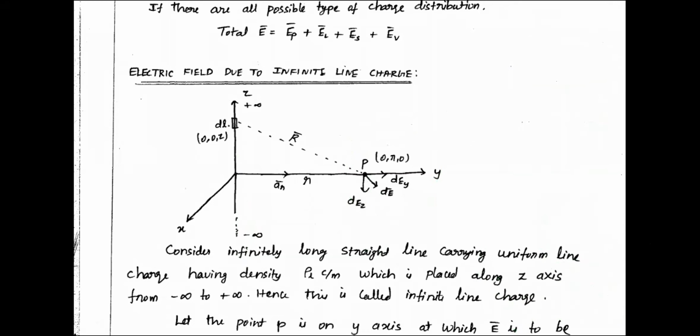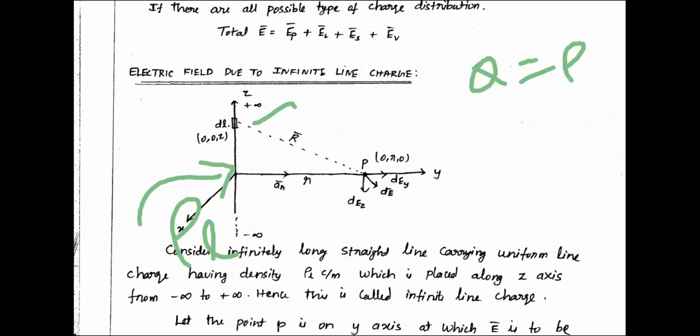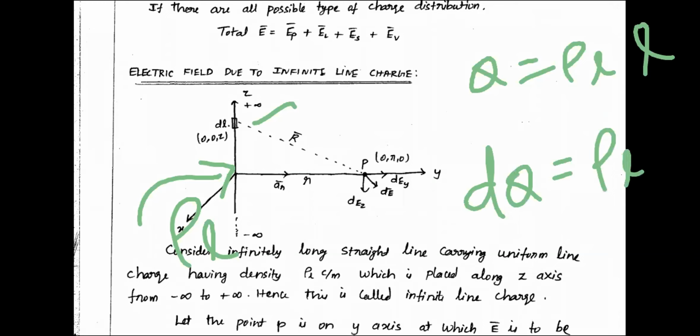Now what they are doing: anyway they know the line charge density in the line is rho L. They are choosing a small line element, dl. What is the formula of q? Q generally means rho L into L. Instead of L, you are choosing dl. So once you choose dl, you will have dq. So what is dq? dq means rho L into dl.